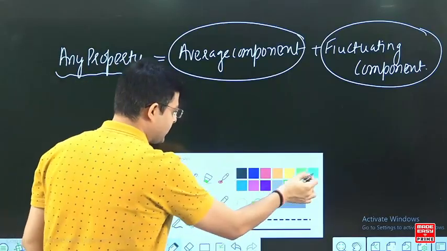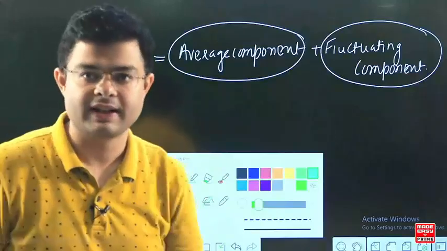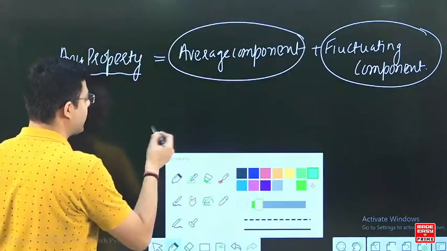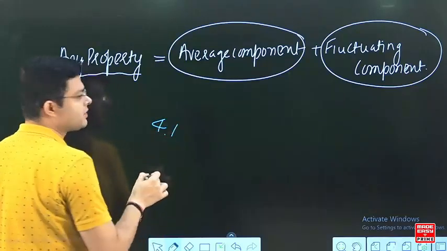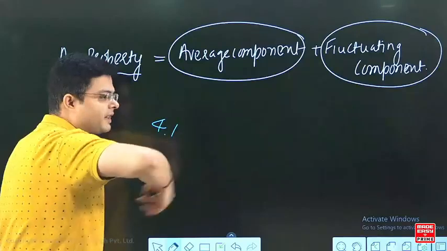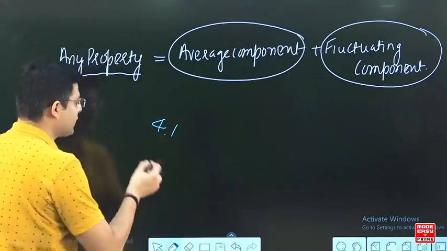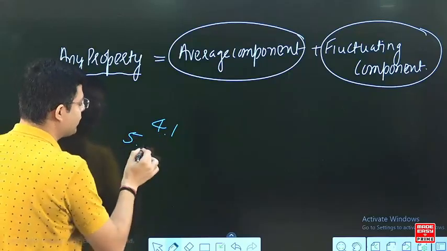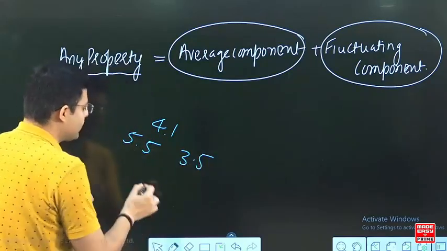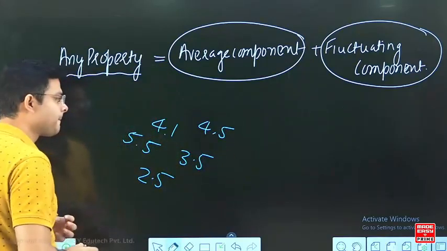Now see, for example, what is the meaning of this? Let us say a fluid particle is there, and at this current moment that fluid particle has a velocity of 4.1. Then continuous intermixing is taking place. Due to intermixing, let us say the velocity of the fluid particle has changed to 5.5. It has changed to 3.5. It has changed to 2.5. It has changed to 4.5, something like that.